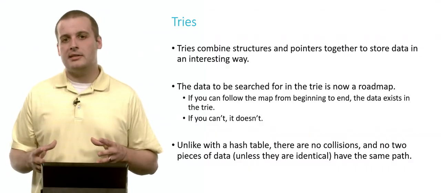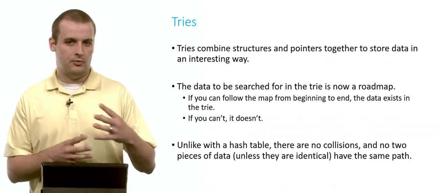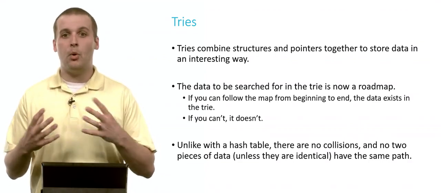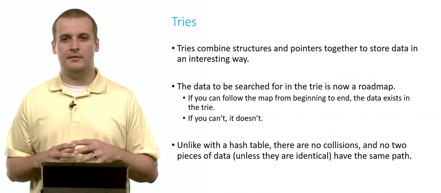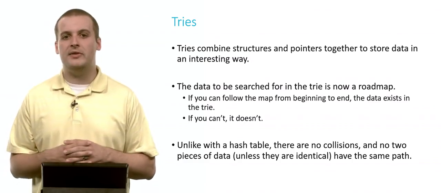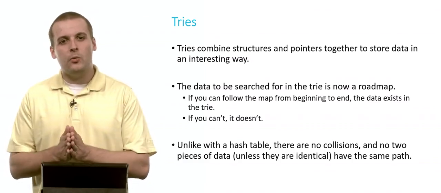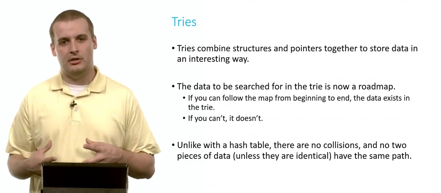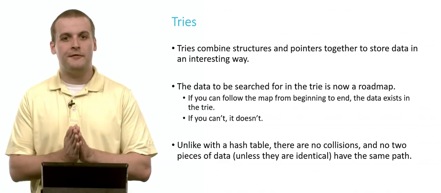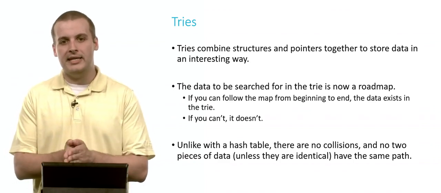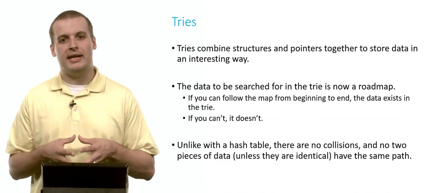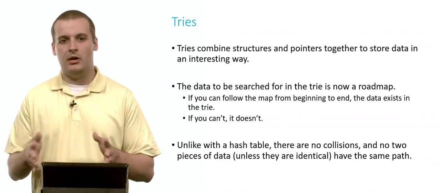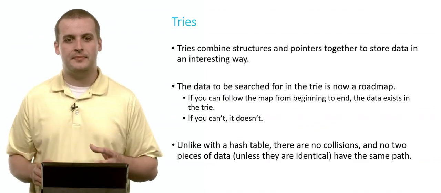So tries, similar to hash tables, which combine arrays and linked lists, combine arrays, structures, and pointers together to store data in an interesting way that's pretty different from anything we've seen so far. Now, we use the data as a roadmap to navigate this data structure. And if we can follow the roadmap, if we can follow the data from beginning to end, we'll know whether that data exists in the try. And if we can't follow the map from beginning to end at all, the data can't exist.